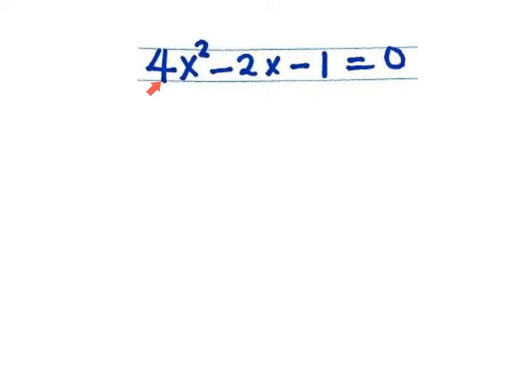So we have a new challenge now with this 4 right in the front of the x squared. The first thing that we need to do whenever there is a leading coefficient is to get rid of this 4, this number in front of x squared. So what we do is divide every single term by 4. Negative 2 divided by 4, negative 1 divided by 4, 0 divided by 4, like this.